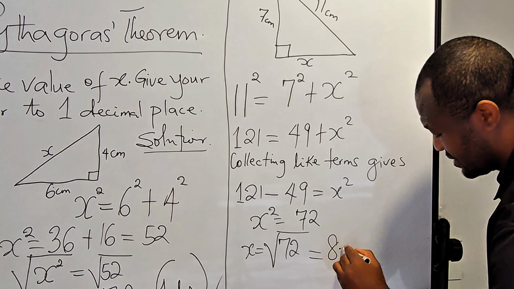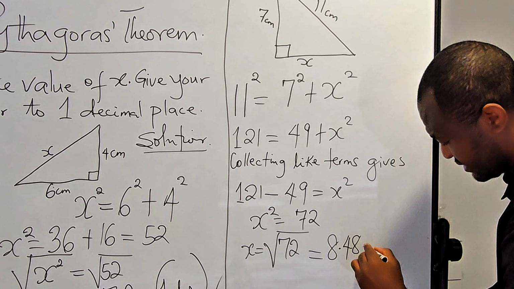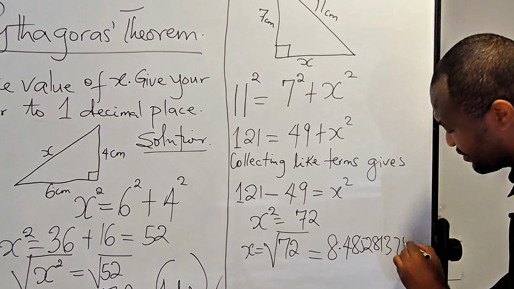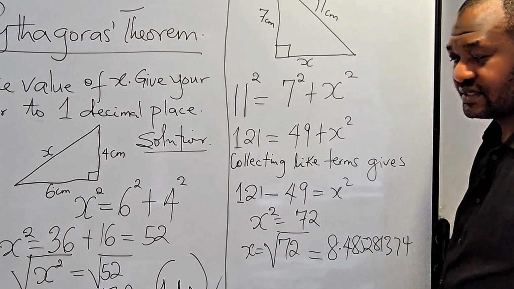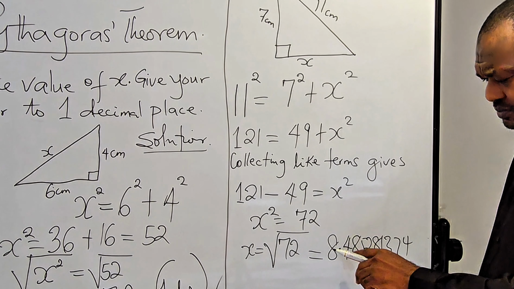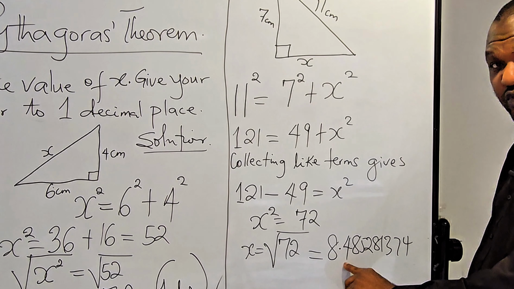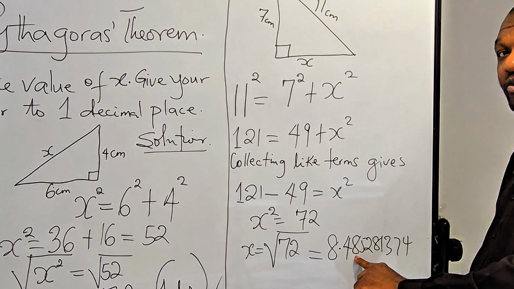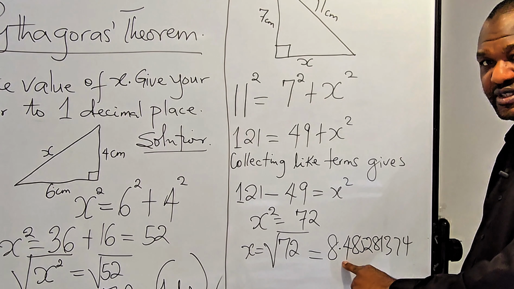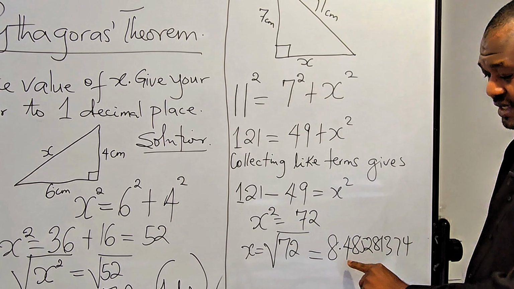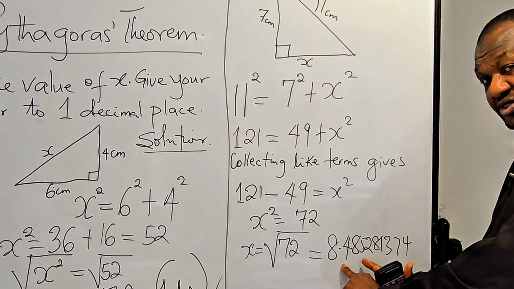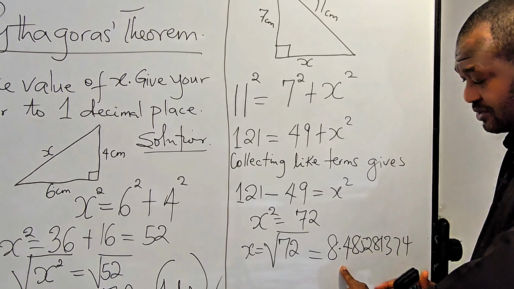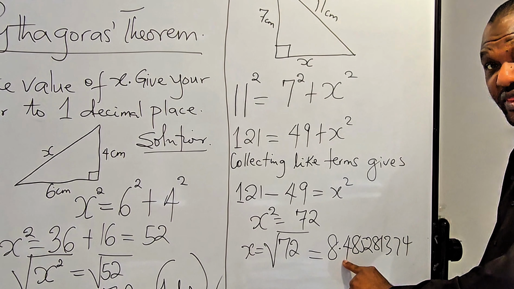I'll have to write this complete so you understand. 8.485281374. Remember, to 1 decimal place. This is what I explained in the previous question. To 1 decimal place, you are supposed to end it at 4. But before you write 4, check the number that succeeds 4. If it is 5 and above, call it 1. Add it to the preceding number. You're supposed to end here, but you've got to check the succeeding number. If it's 5 and above, call it 1, add it to the preceding number, meaning you take 1 from here and add it to 4, that is 5.